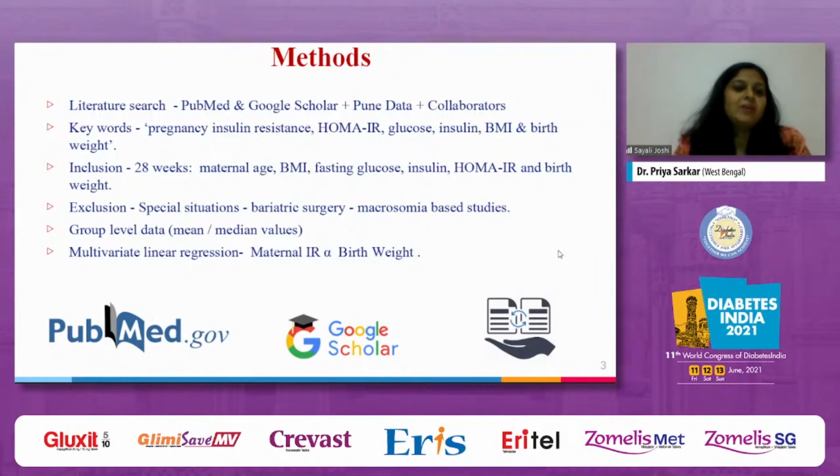The inclusion criteria was availability of data on maternal age, BMI, fasting glucose, insulin concentrations, HOMA-IR, and birth weight at 28 weeks of gestation. Studies were excluded if they reported on special situations such as after a bariatric surgery or macrosomia-based studies. Group level data, that is mean or median values, were extracted and used for the analysis. We performed a multivariate linear regression to test the association between maternal insulin resistance and neonatal birth weight.